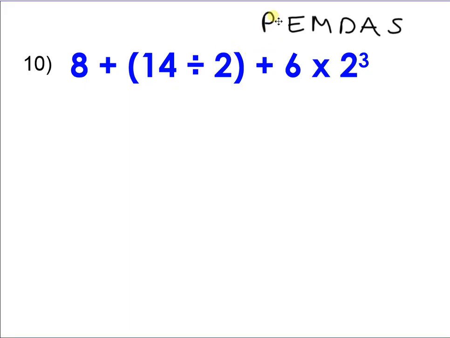Okay, so we're going to do our parentheses first. We have 14 divided by 2, which is 7. Rewrite the rest of the problem. Okay, I do have an exponent here I need to take care of. 2 to the third power means 2 times 2 times 2, which is 8. Rewrite the rest of the problem.